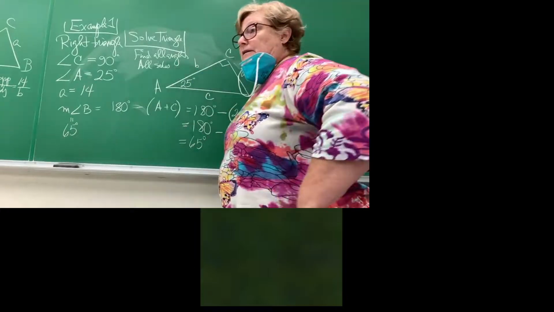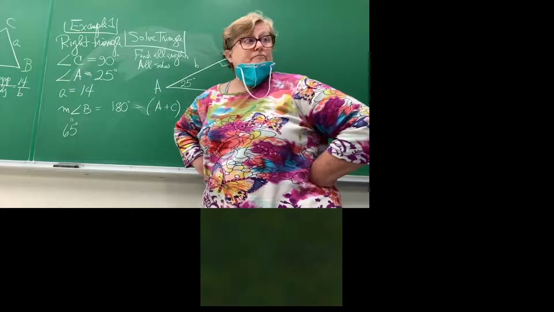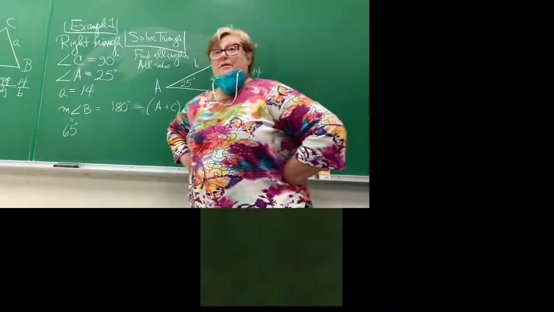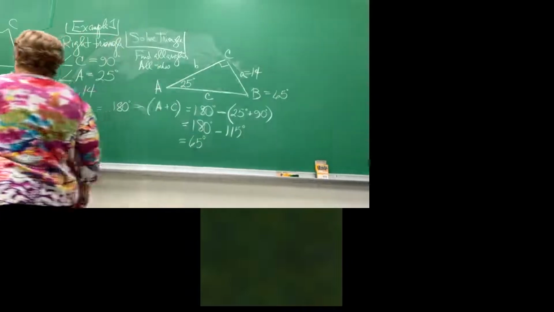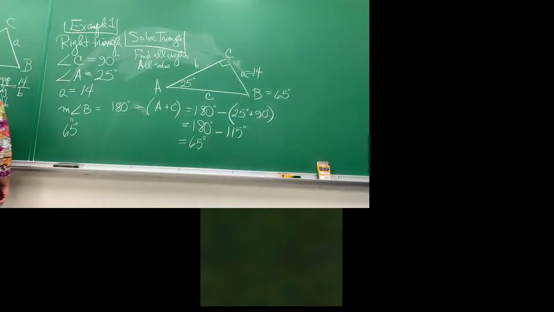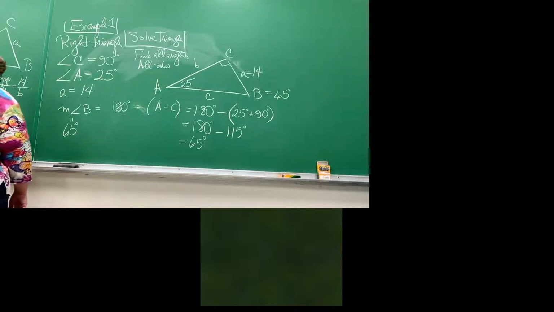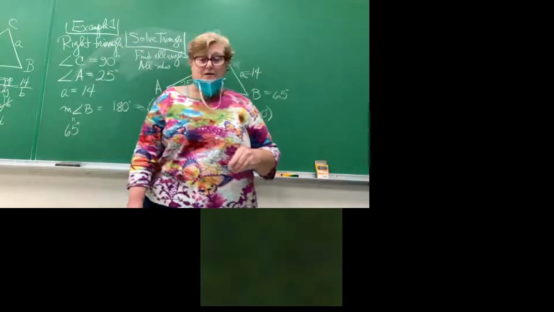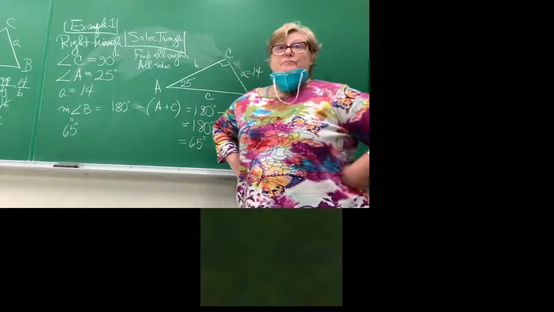For b, what do we need to do? The thing we're looking for is in a denominator. Yes, very good. So if we multiply both sides by side b, we don't have a fraction anymore, which is nice. And we get that b times the tangent of 25 is 14. What is the tangent of 25? You can use whatever calculator you want. I use my phone.